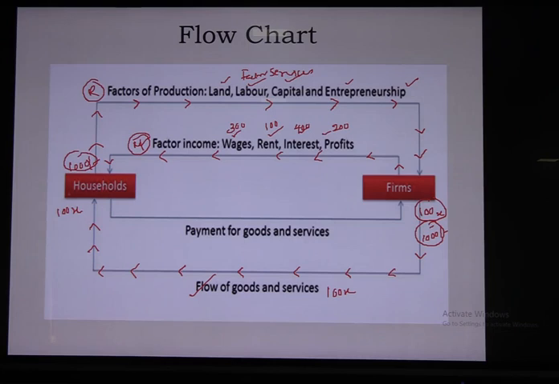After purchasing this 100x by household, this 1000 rupees moves from household to firm, like this. And this 1000 rupees reached here. And this is the money flow, and this is the real flow also, goods and services. Now this 1000 rupees vanished from here and reached the firm.